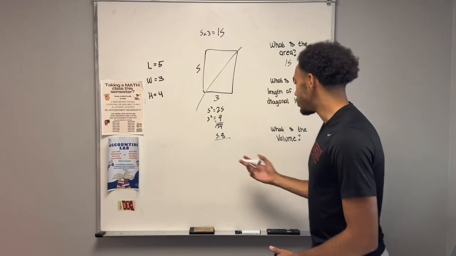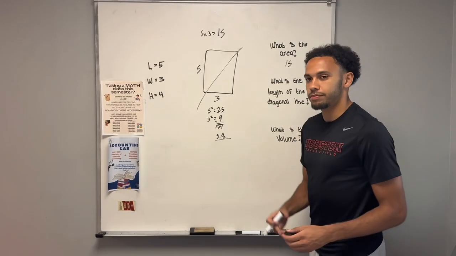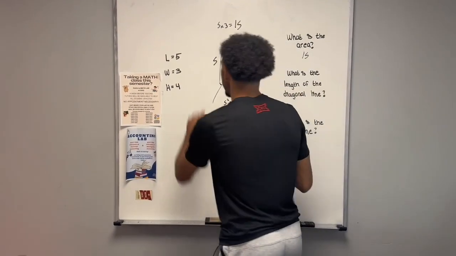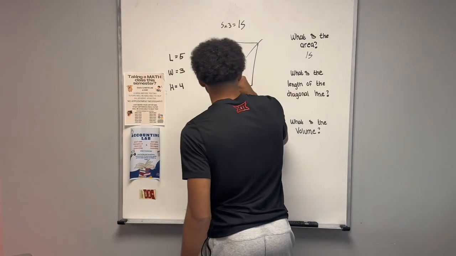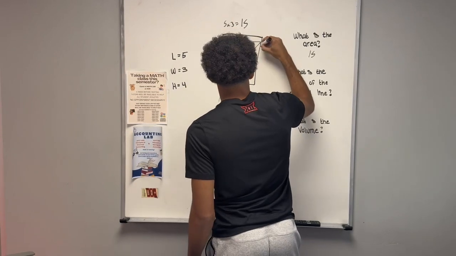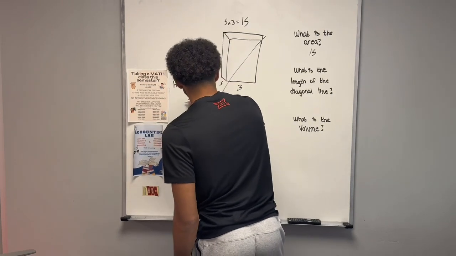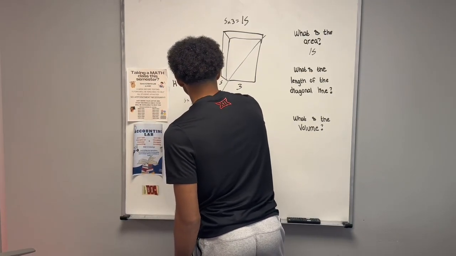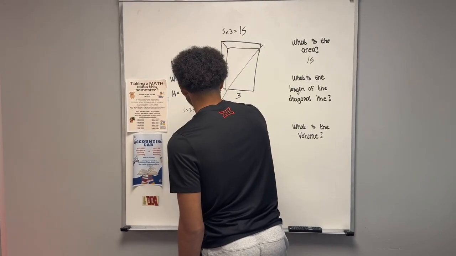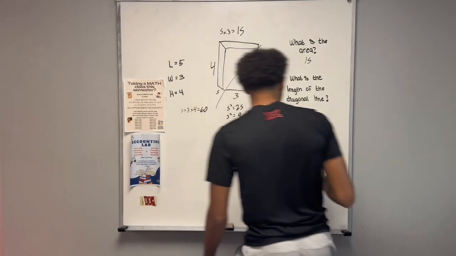And now for the final question. What is the volume? Our formula for volume is length times width times height. So we would have to do the length of 5, make this a cube, and the height would be 4. So we would do length of 5 times the width of 3 times the height of 4, which would equal 60. So 60 would be our volume.